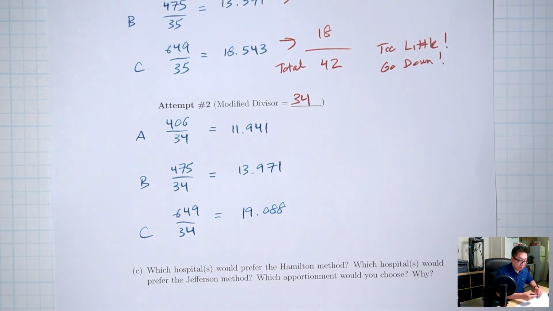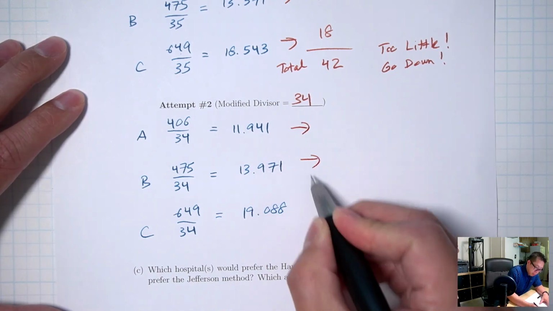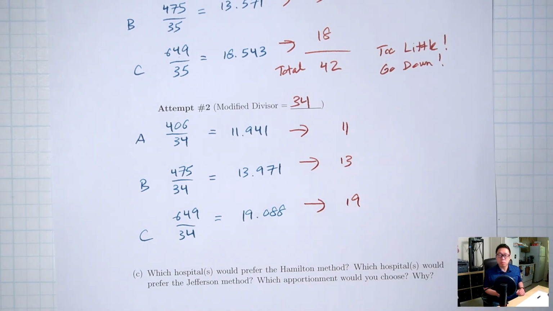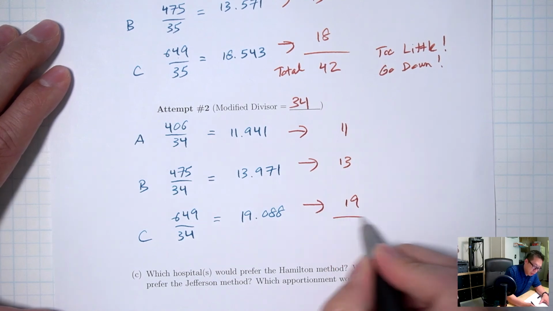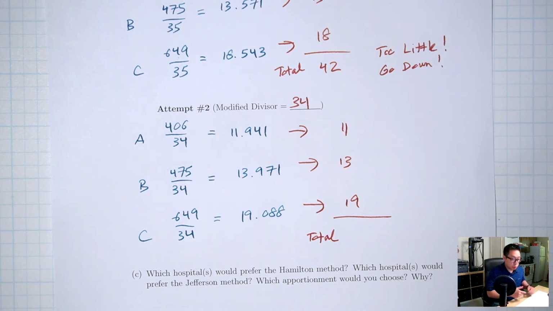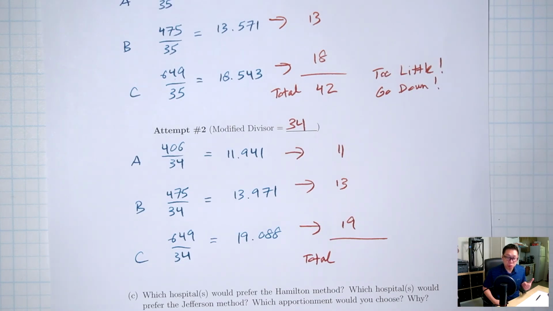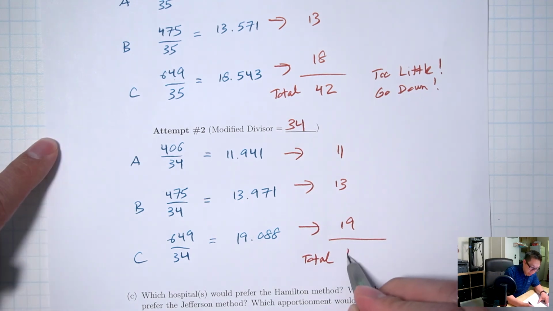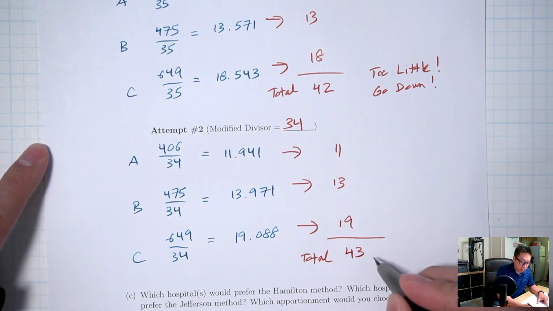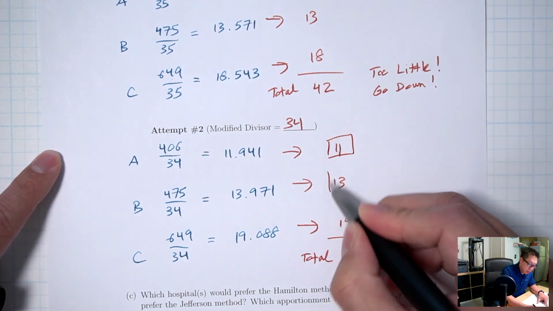Round down. That's going to be 11, 13, 19. Right? Basically, just ignore the decimal part. And then check your total again. Most likely, if you went the right direction, right, went up or down, the second attempt should give you what you want. So 11 plus 13 plus 19 is 43. Which is exactly what I wanted. So that's the number of nurses that I have, and I used them all. So our final answer is 11, 13, 19.